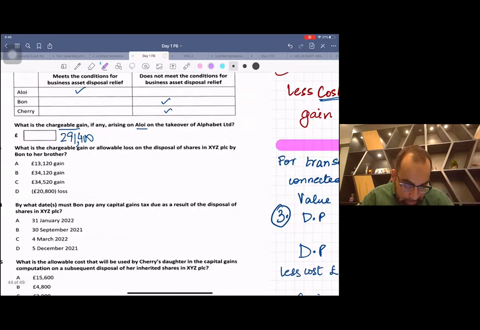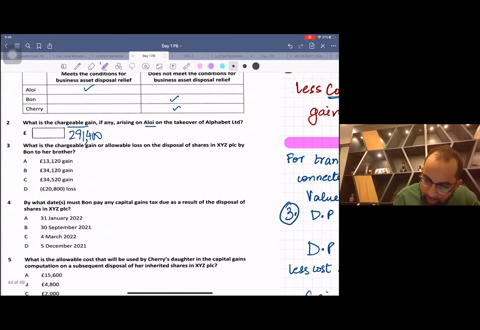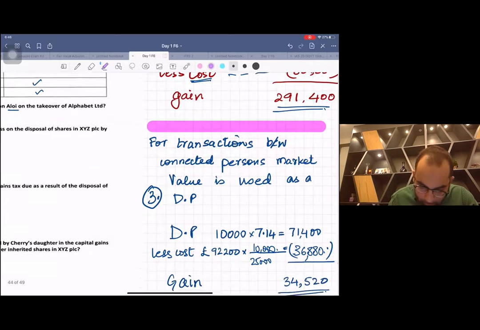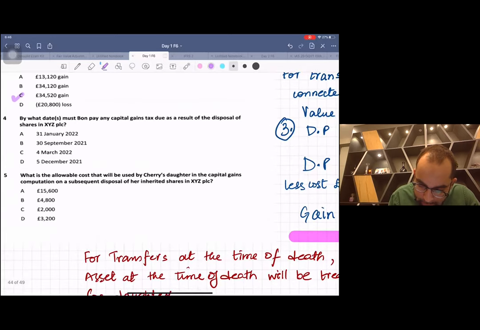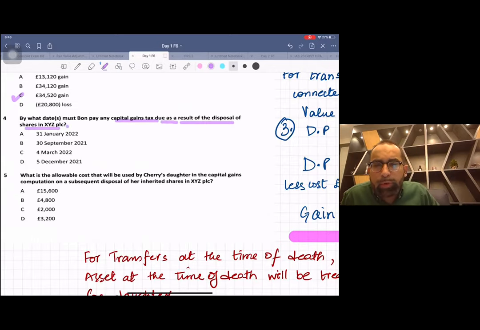Now listen. Point number three, what is the chargeable gain on the disposal of shares? This we have already done. What is the answer of this? 34,520, yes. Now, by what date must Bond pay any capital gains tax due as a result of the disposal of shares? Can you tell me, for the 2021 fiscal year, what is the due date of CGT? Yes, very good answer. 31st January 2022.